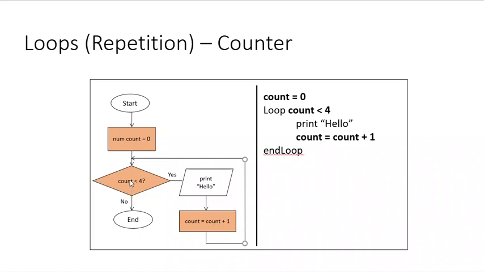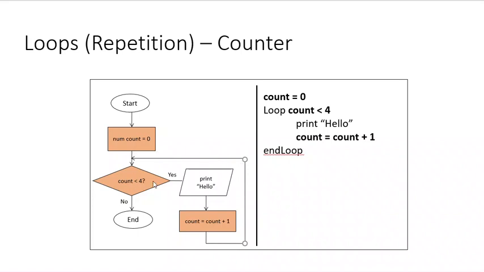So, 1, nilai count tadi 1 less than 4. Okay, still less than 4. Print hello. Okay, then count increase to 2. 1 tadi, tambah 1 lagi, update jadi 2. So, the updated value is 2.